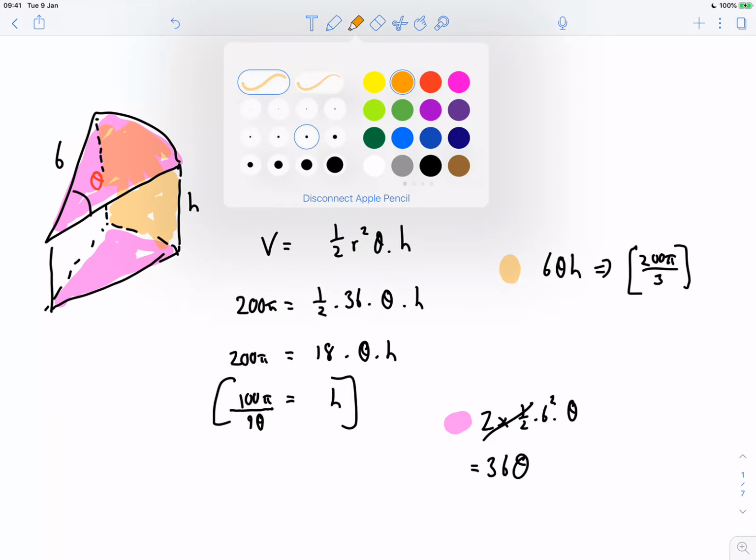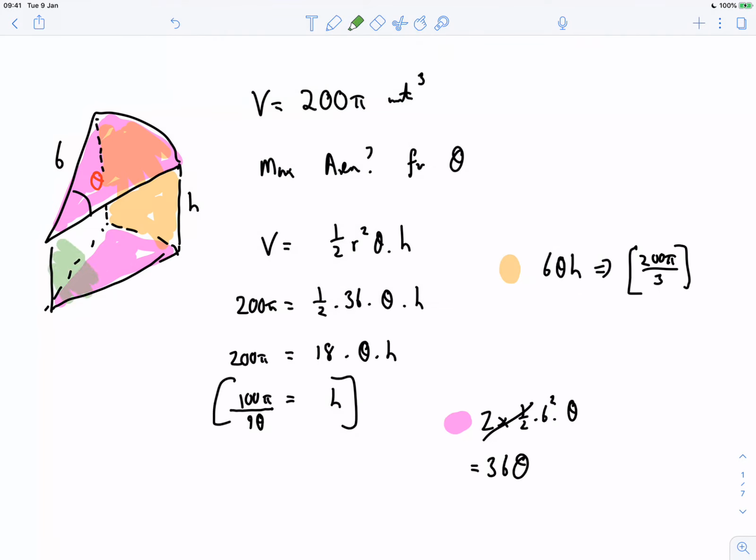And then the final areas to consider are the rectangular side bit. So that side bit and the side bit to the left-hand side. So what are they going to be? Well, they're just going to be 6 times by h, and there's 2 of them. So I believe that's 12h, and that's 12 lots of h, which is 100 pi over 9 theta. The 12 and the 9 can cancel, so that's a 3 and that's a 4. So it's actually 400 pi over 3 theta.